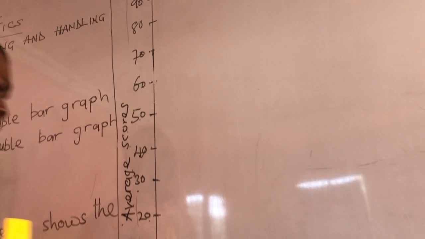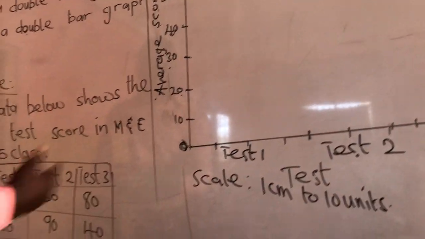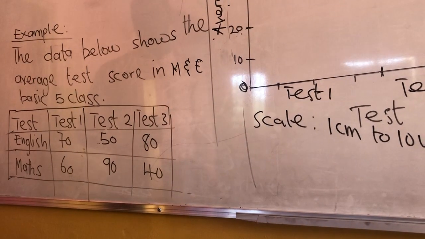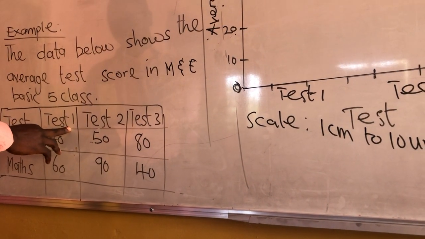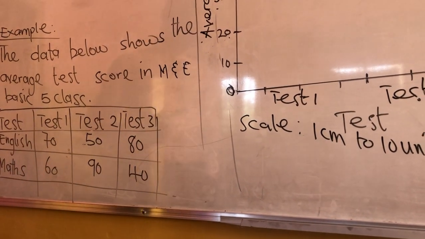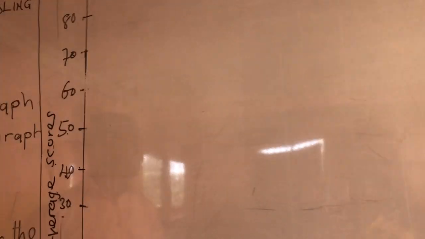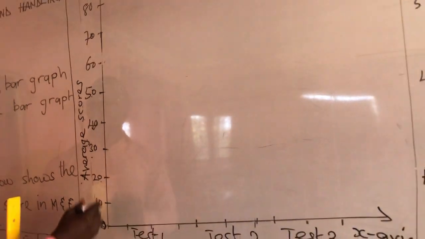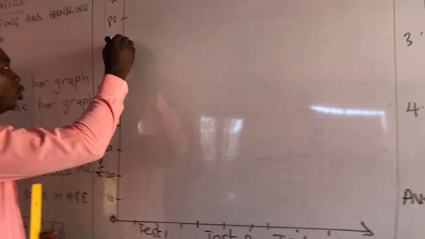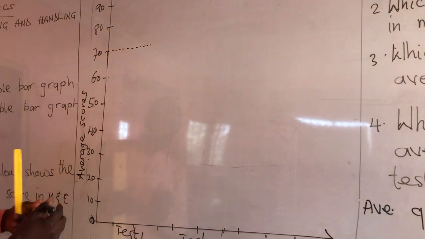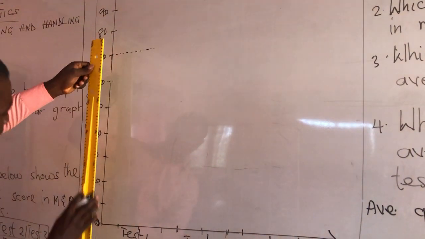So now we have the test 1. So let's quickly draw the test 1 bar for both subjects. So test 1, we have 70 for English. So let's quickly locate where 70 is on the axis. Let's locate this our 70. So quickly let's make some lines there so that it will give us the direction.